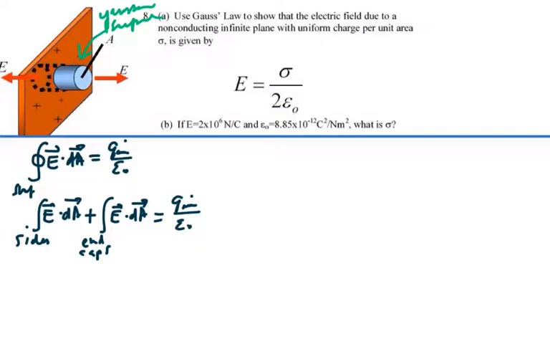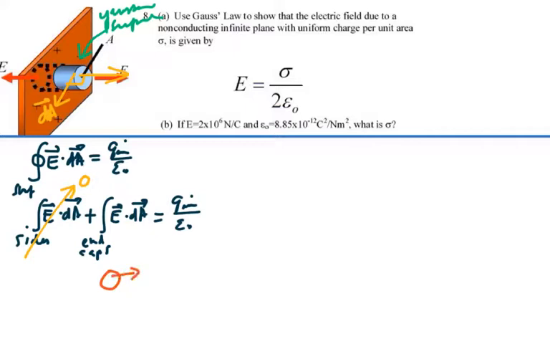Well, through the sides, we've got this situation where the E field is going in the x direction, the area vector is going out this way, and there's a 90-degree angle between the two, so E dot dA is going to be 0 due to that dot product, and so there's going to be no flux through the sides of this Gaussian surface. So we only have to worry about the E field going through the end caps.